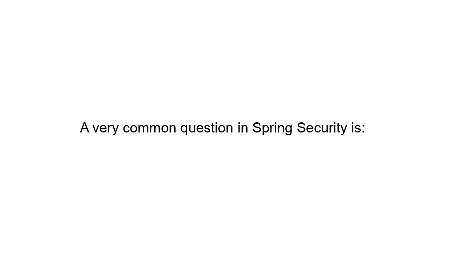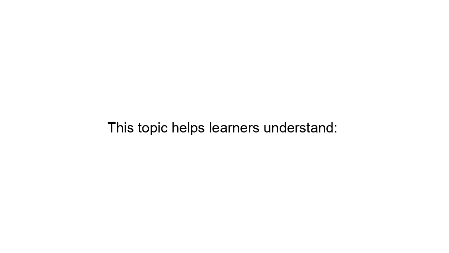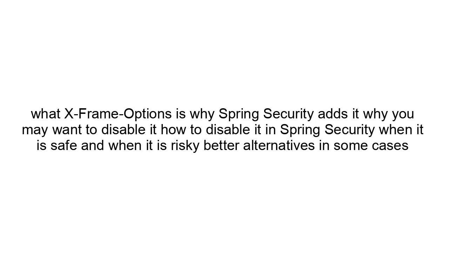A very common question in Spring Security is, how do I disable the X-Frame-Options response header? Understanding this is important because disabling the header can solve some development problems, but it can also reduce security if done carelessly. This topic helps learners understand what X-Frame-Options is, why Spring Security adds it, why you may want to disable it, how to disable it in Spring Security, when it is safe and when it is risky, and better alternatives in some cases. This is a practical and important Spring Security concept.